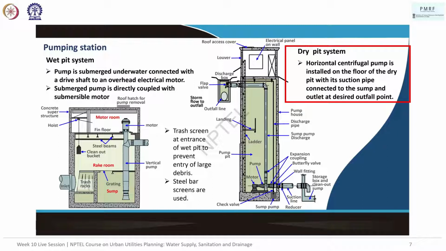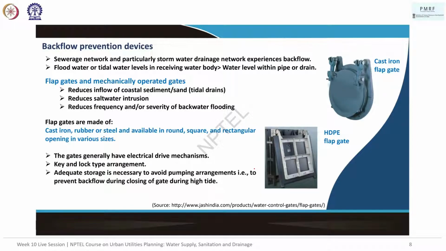So the entire setup is sort of in a dry area, right? It's not immersed. And among backflow prevention devices, one of the devices is a flap gate. A flap gate is like a valve that allows for unidirectional flow, right?